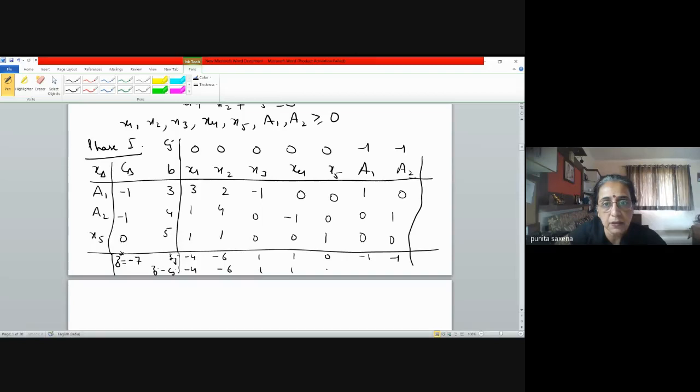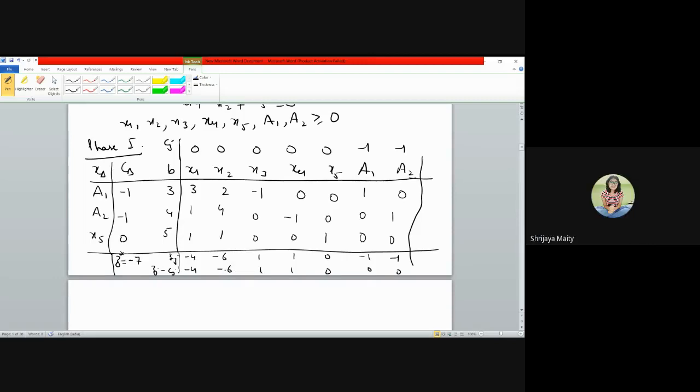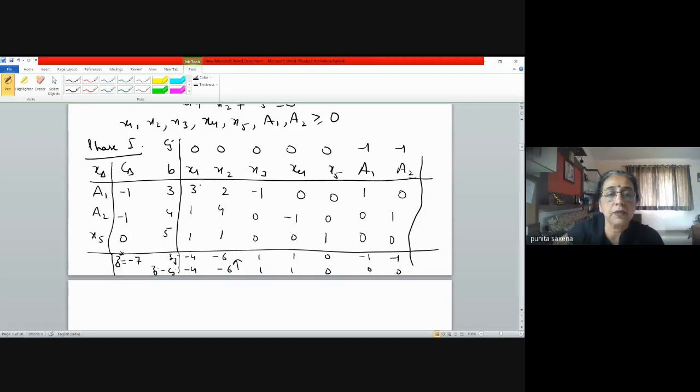1, 1, 0, 0, 0. Okay. So which variable enters? X2. X2 enters, right? This variable enters. Now what about the ratios? It's going to be 3 by 2, 4 by 4 and 5 by 1.